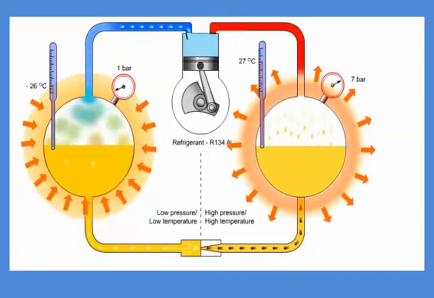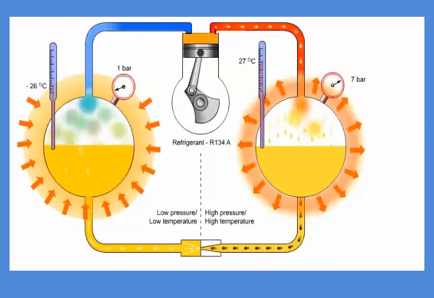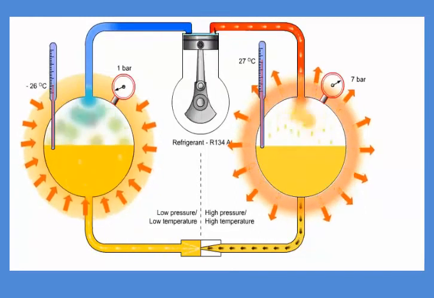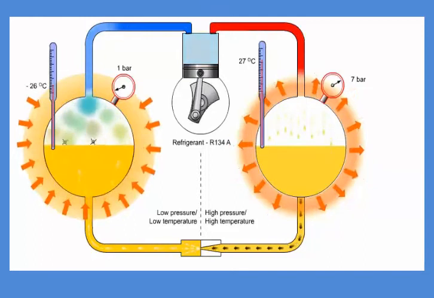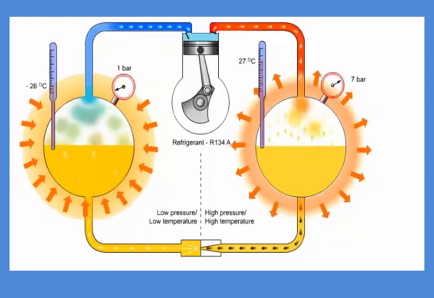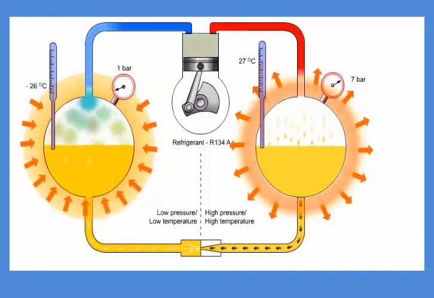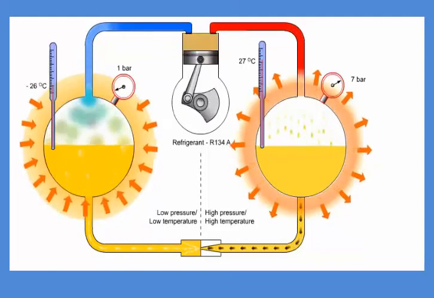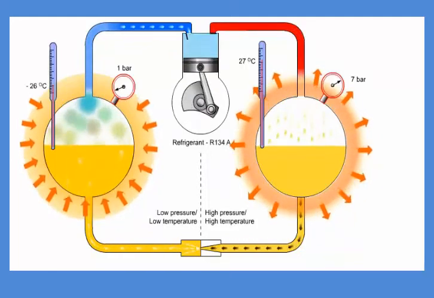In our demonstration, the pressure is reduced from 7 bars to 1 bar in the expansion device, which we can follow on the pressure gauges. Moreover, the temperatures are reduced from approximately plus 27 degrees Celsius to minus 26 degrees Celsius, which we can also follow on the thermometers.